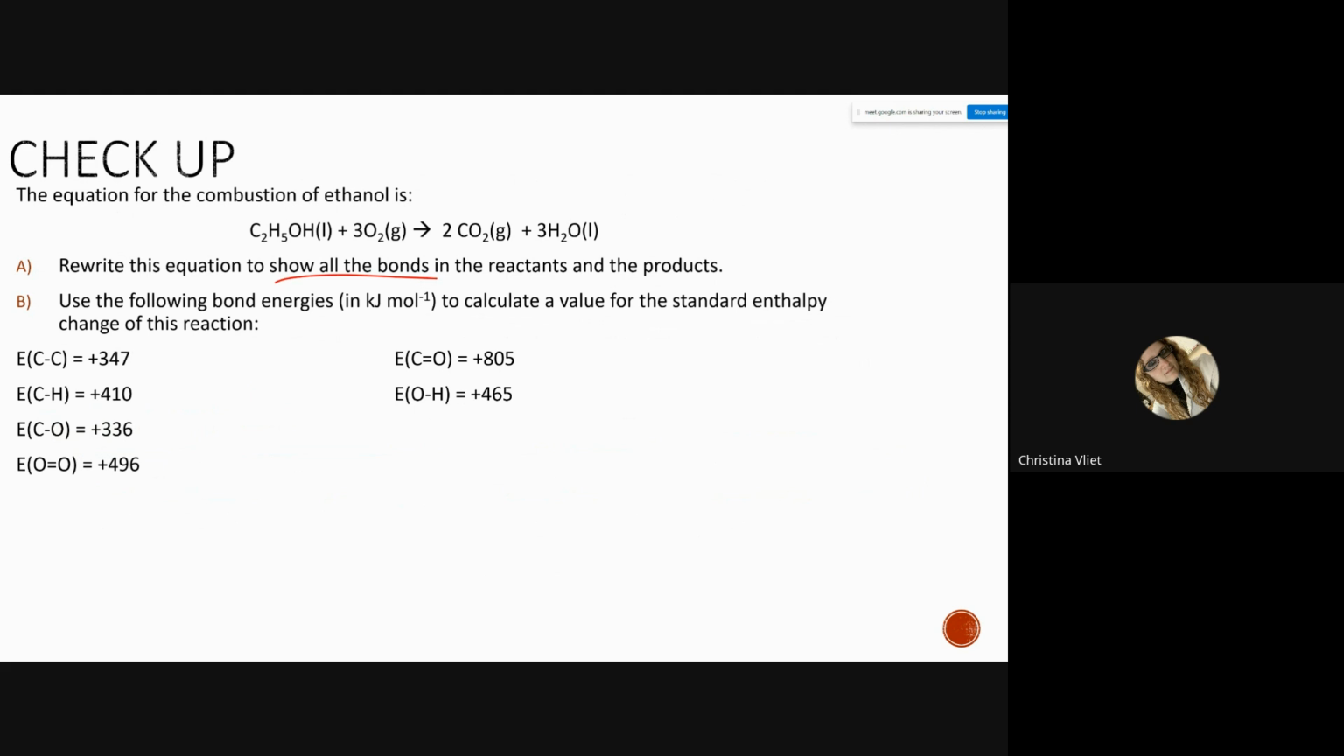Double bond C. Single bond C. C, single bond C. H, H, H, O, and H. Ethanol, right? This is the displayed formula for ethanol. 3 O2s.